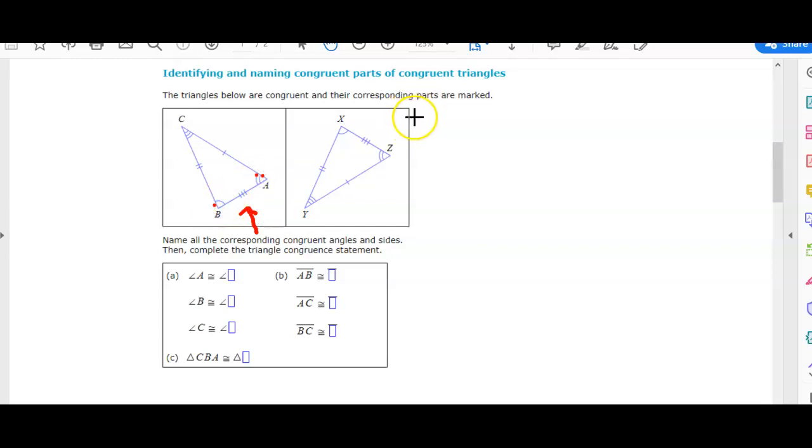So we're going to find the 3 tick marks here, and we're going to start with the 2 and go to the 1. So AB is congruent to ZX. So we're going to say ZX.